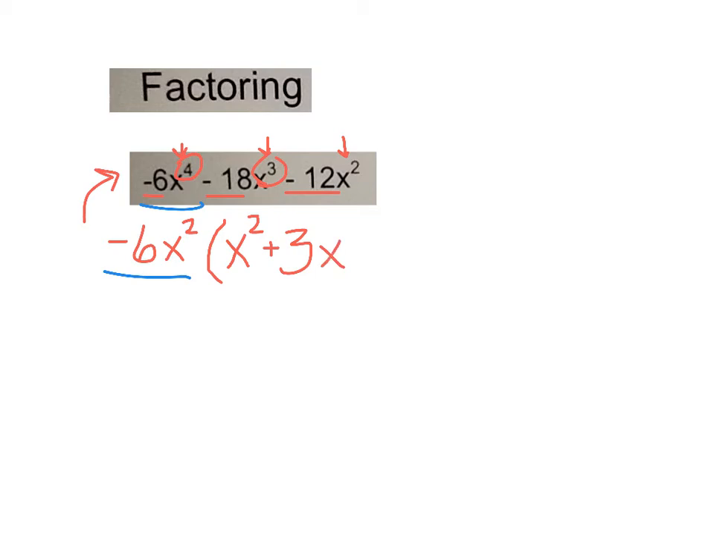And then -6x to the second power times 3x gives us -18x to the third power. Lastly, -6 times 2, and once again it'll be plus because it's negative on the outside. -6 times 2 gives us our -12, and then there's already an x squared there, so the x squared would remain there. So that would be our final answer.